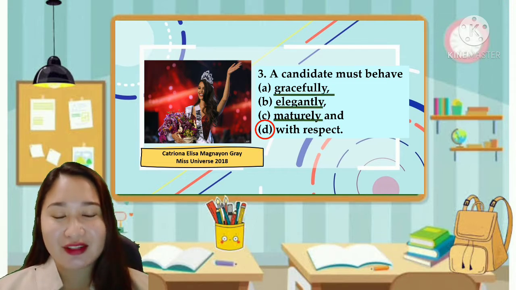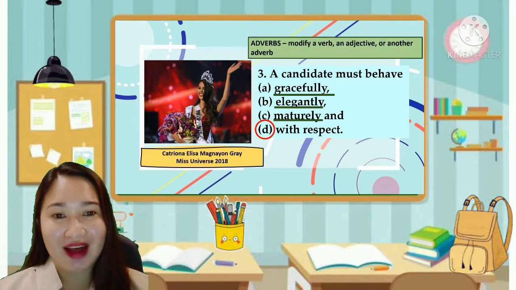The words gracefully, elegantly, and maturely are examples of adverbs. They modify a verb, an adjective, or another adverb, while respect is an example of noun.